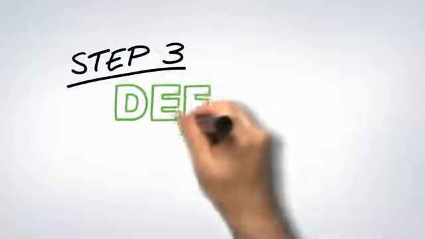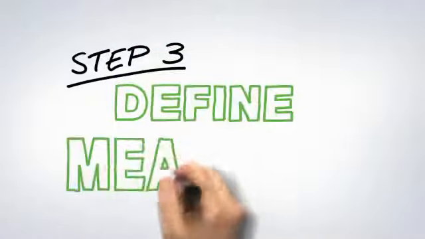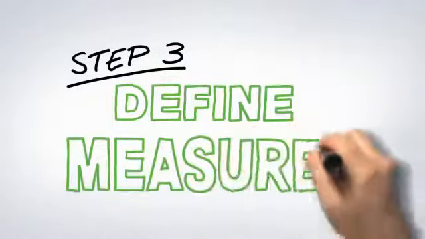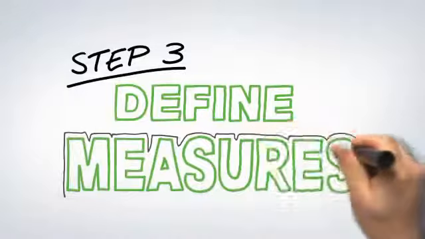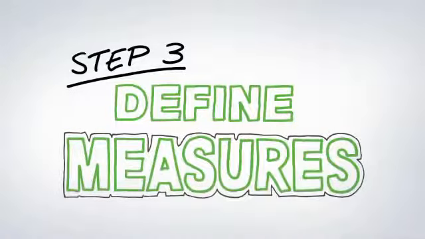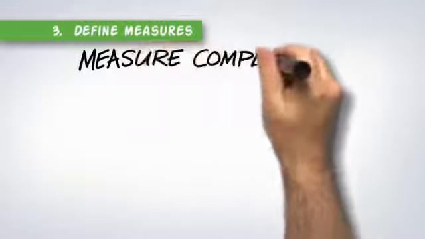Step 3, define measures. We've chosen the measures we want to use, and now we have to be clear exactly what we mean by them. Let's take an example. We've decided we want to measure complaints. Well, exactly how will we do that?